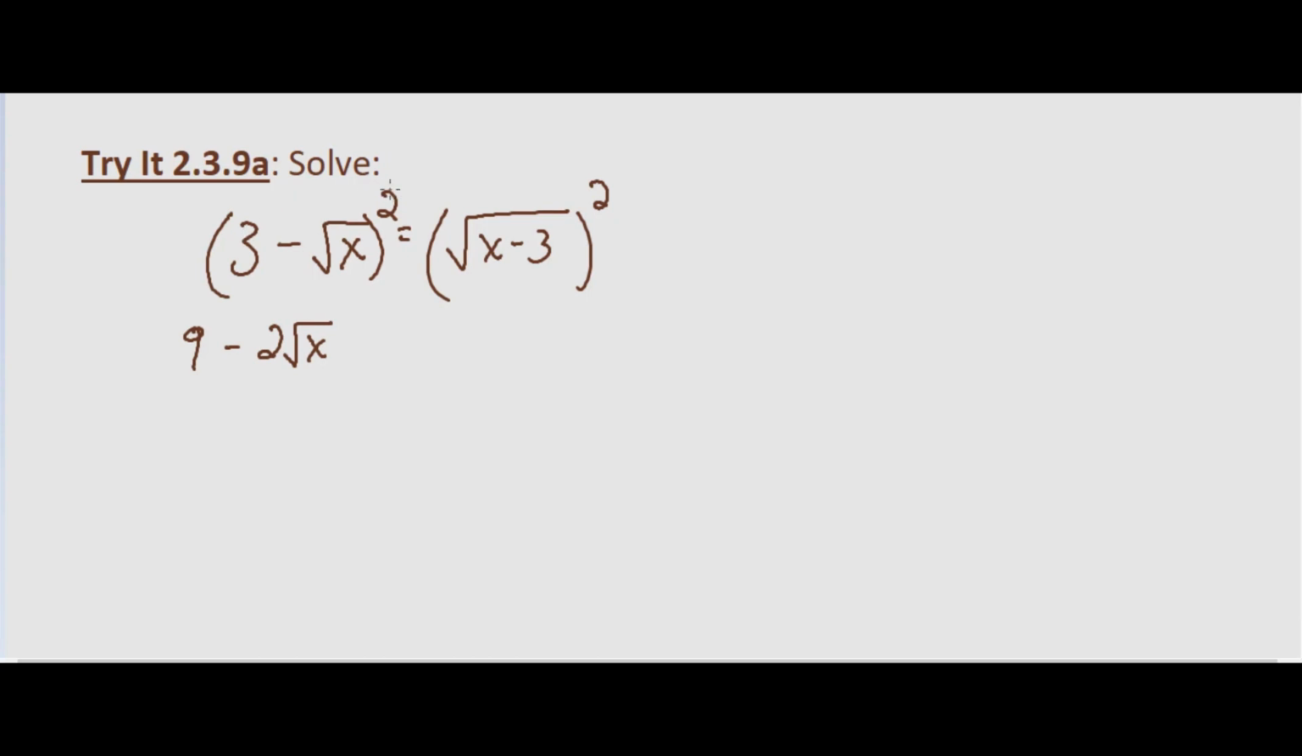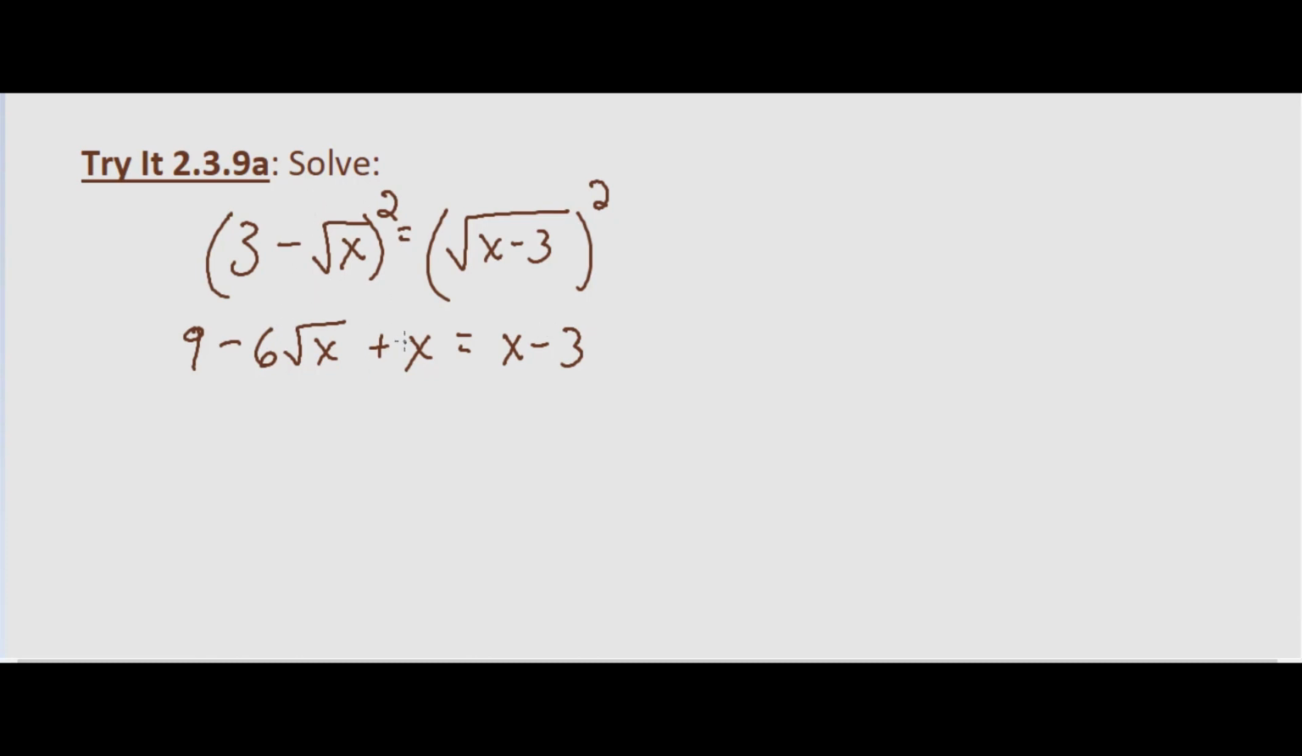So 3 squared is 9, minus 3 times the square root of x, minus 3 times the square root of x is minus 6 times the square root of x. And then negative square root of x times negative square root of x is just the square root of x squared, which is x. Equals, and then the square root of x minus 3 squared is just x minus 3.